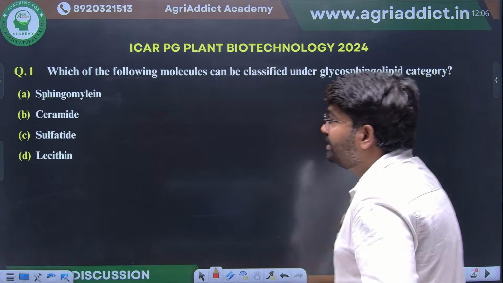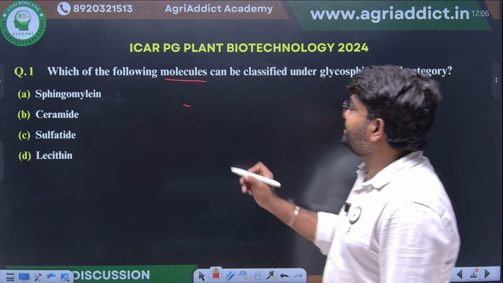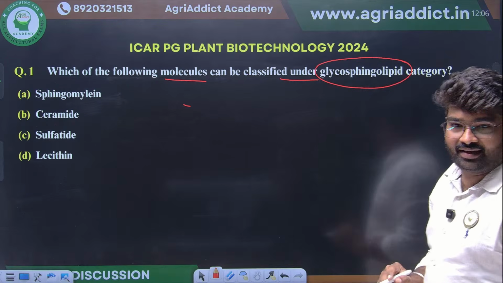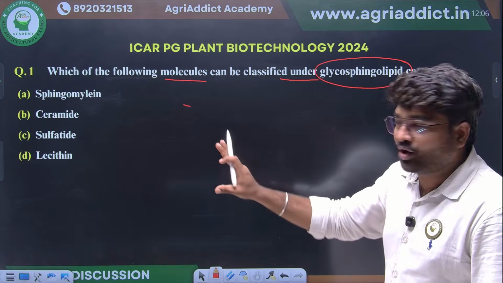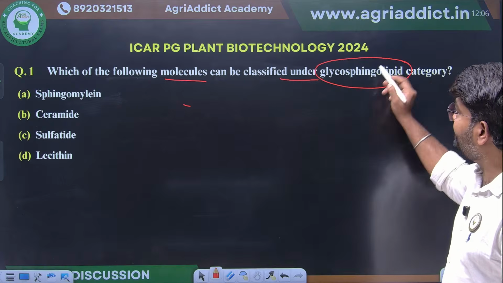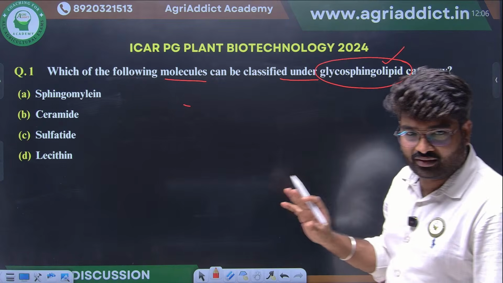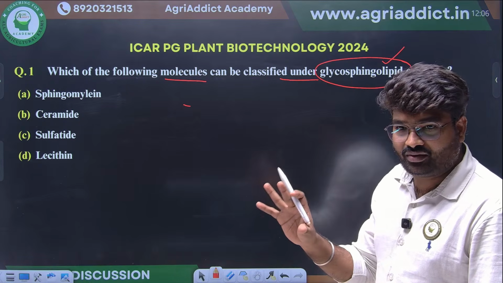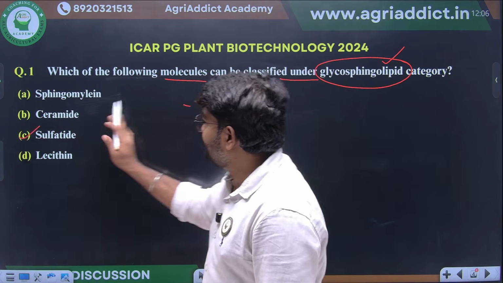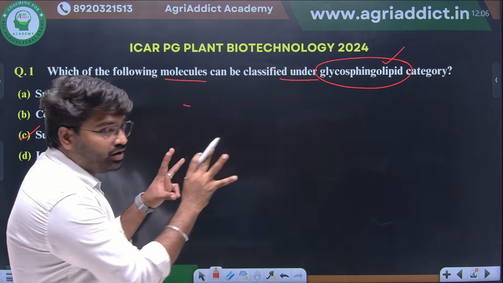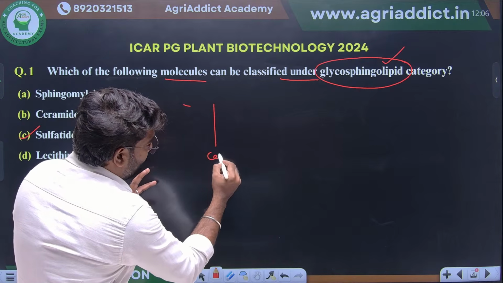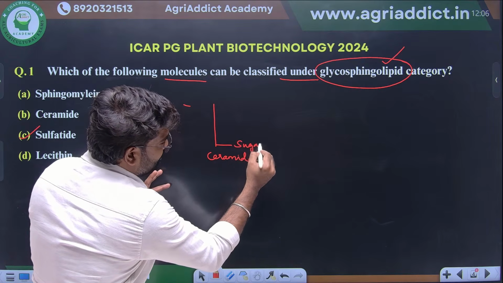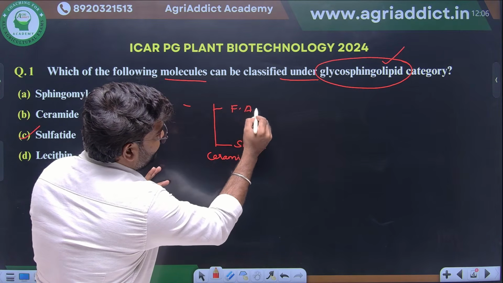First question. Which of the following molecules can be classified under the glycosphingolipid category? Any guesses? Yes, excellent. Sulfatide. We know the glycosphingolipid will have a ceramide backbone. Here sugar will be attached, and here fatty acid will be attached.